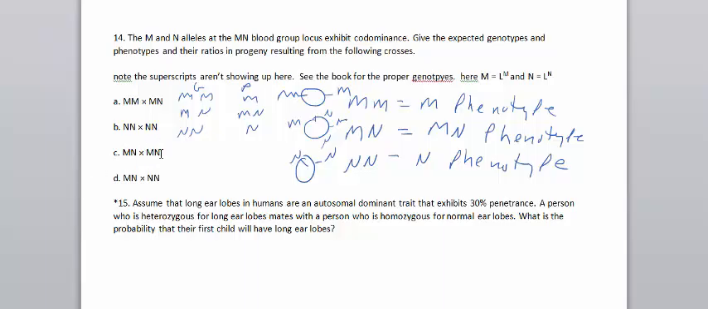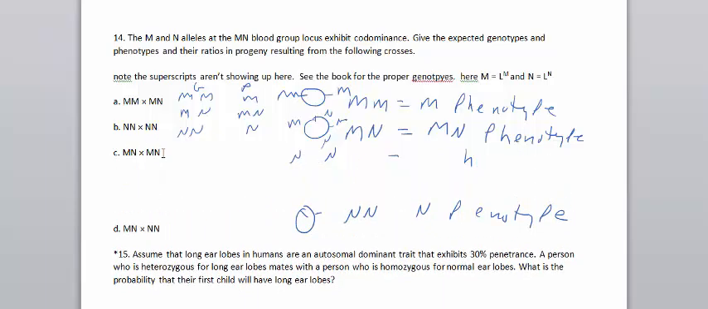This one here looks like a monohybrid cross. So let's get a little more room. And a monohybrid cross gives you 1 MM to 2 MN to 1 NN. Those are the genotypes. And then the phenotypes would be M, MN, and N.